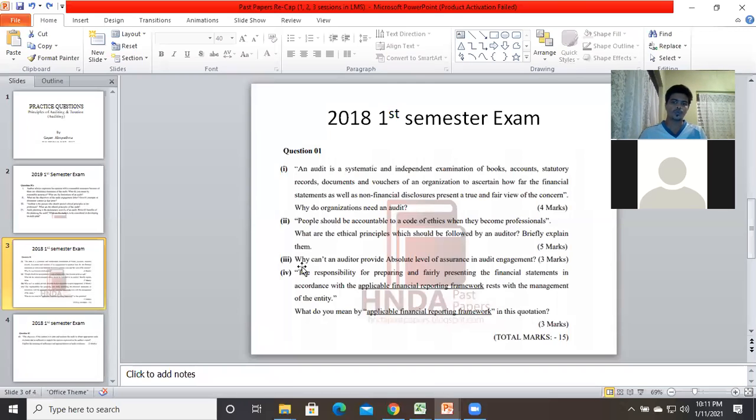Then the responsibility of preparing and fairly presenting financial statements in accordance with the applicable financial reporting framework rests with the management of the entity. Then what do you mean by applicable financial reporting framework?